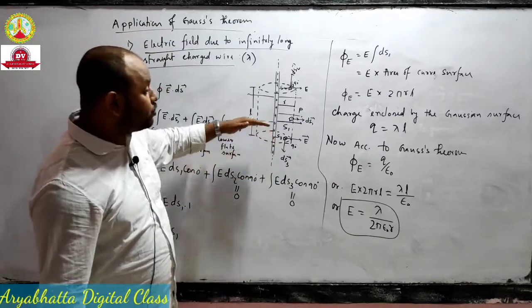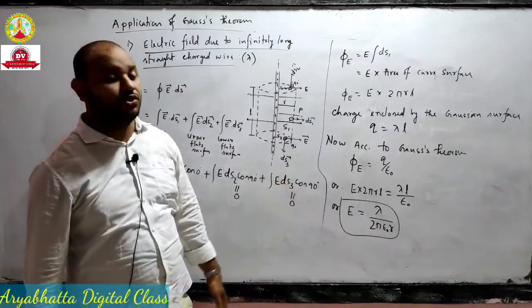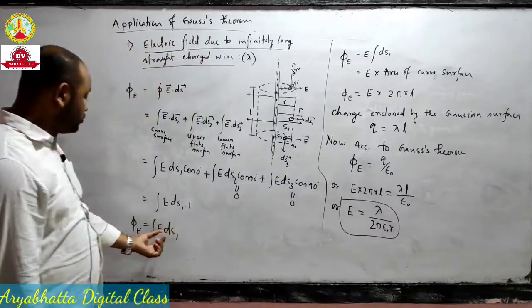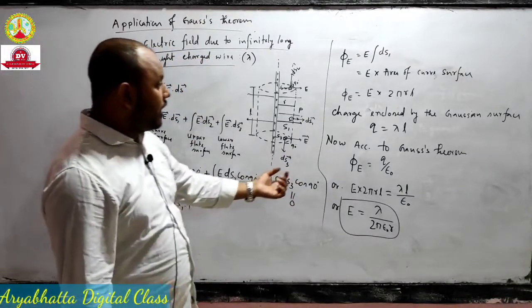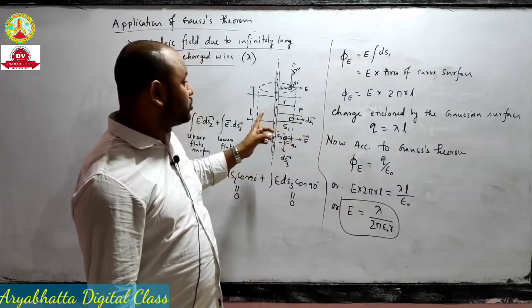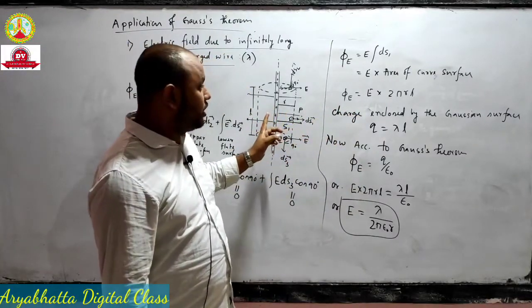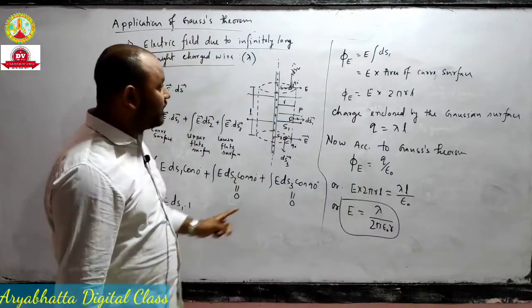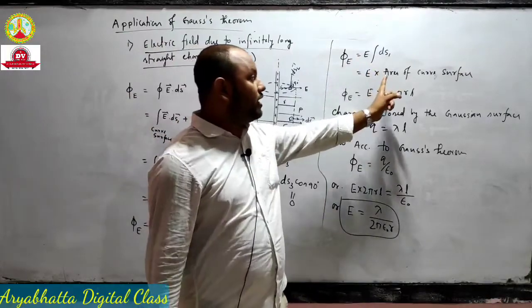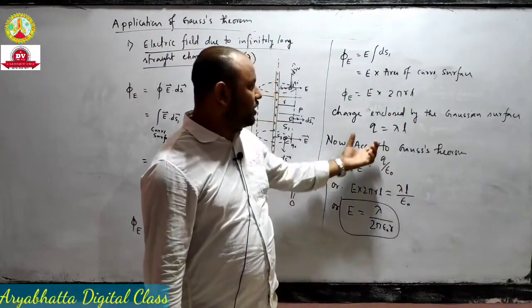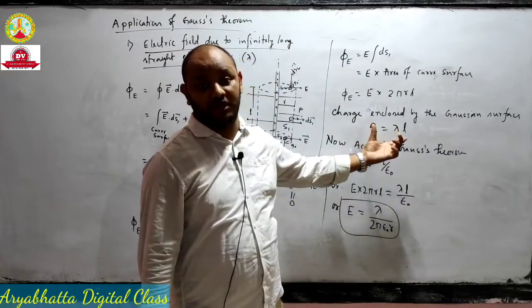And the angle between dS1 and the electric field is how much? 0 degrees, which will give us some electric flux, equal to E dS1. E is the electric field on the curved surface, whose value is constant at every point. If you integrate dS1, you will find the total area of the curved surface, which is equal to twice pi RL.